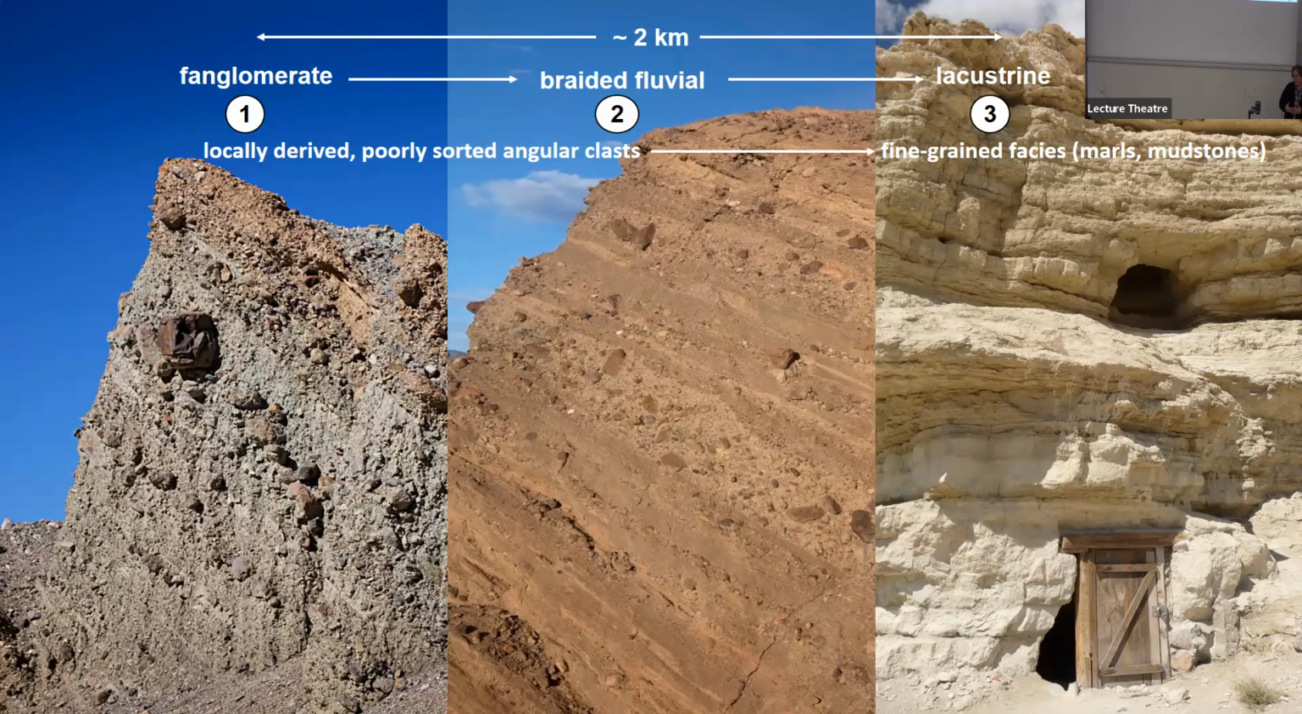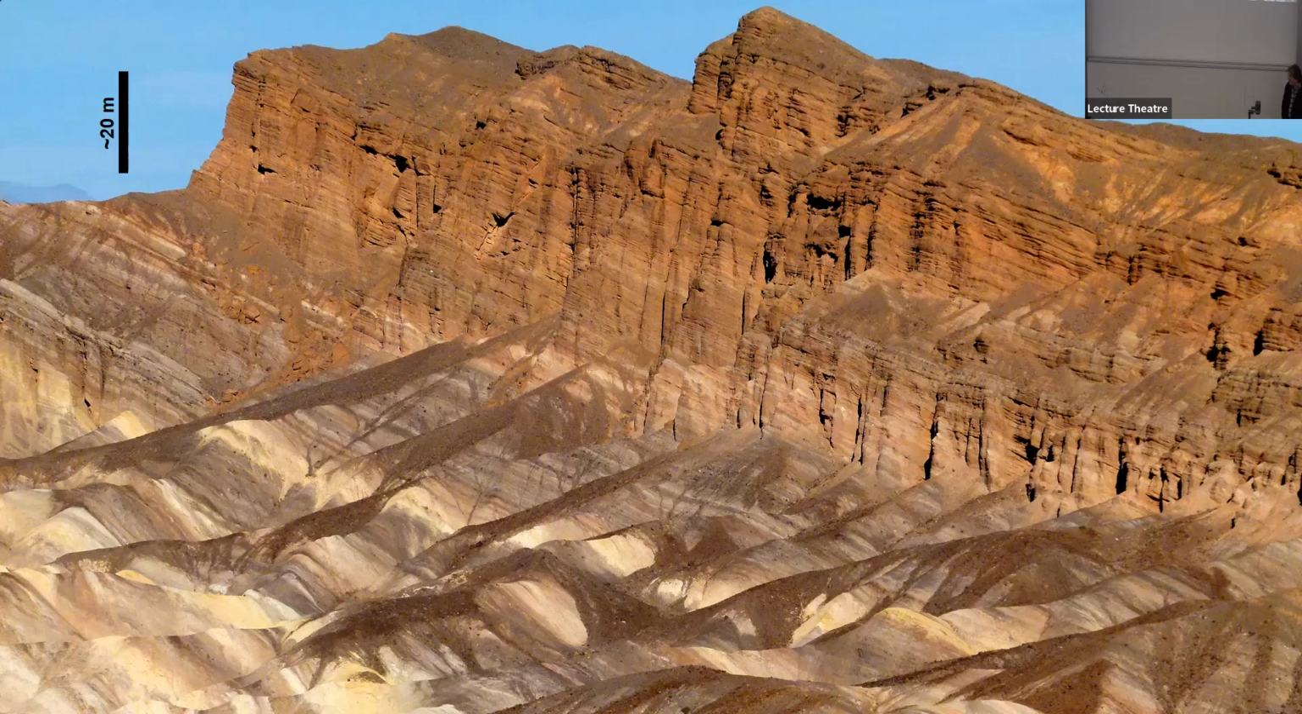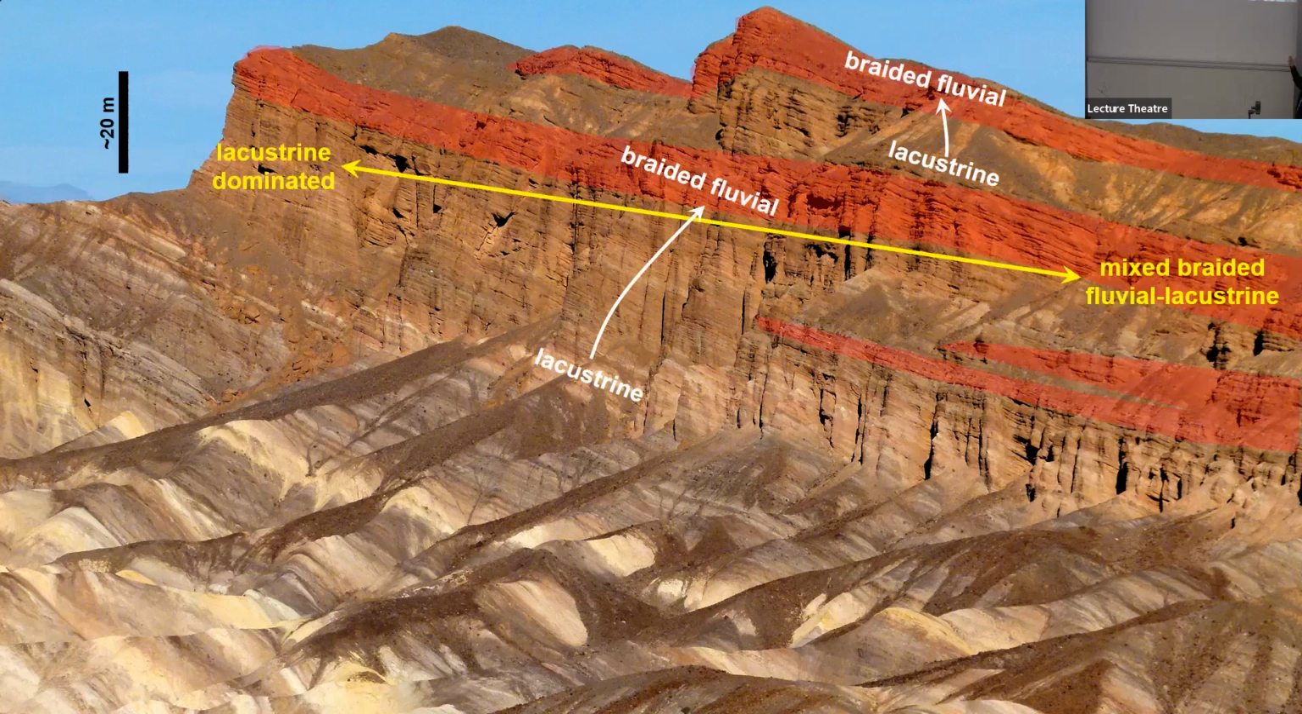So laterally rapid facies changes. You see the same thing happening vertically. This is Zabriskie Point. It's also a Miocene age packet of the same types of rocks that we're talking about. Vertically, as you go upward over distances of tens of meters, you go from lacustrine up into braided fluvial, and these things stack one on top of one another, etc. And laterally, you see that same facies change. Braided fluvial coarse deposits feeding in laterally into finer grained deposits.